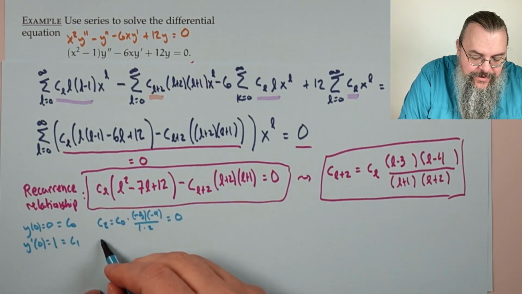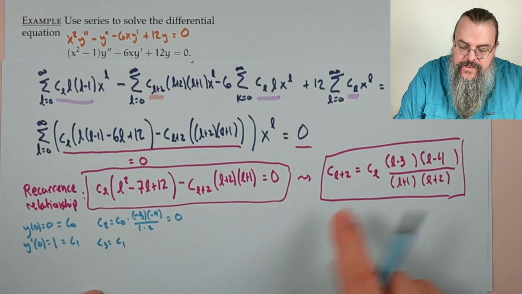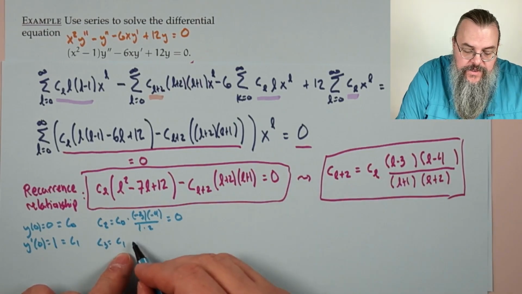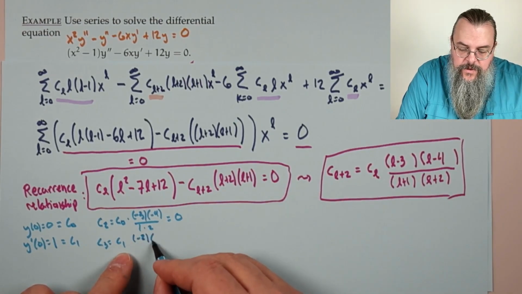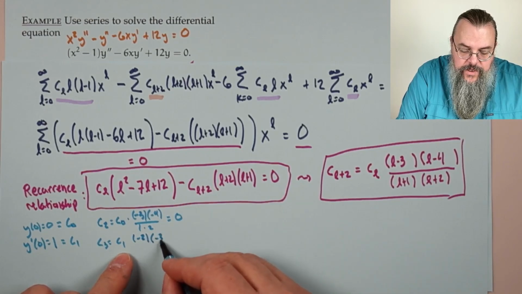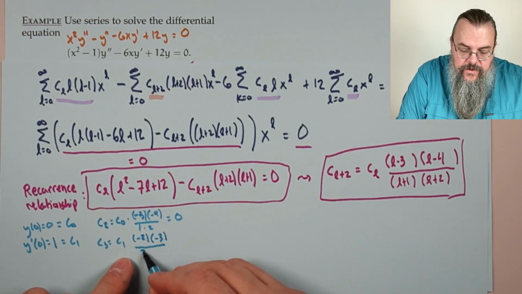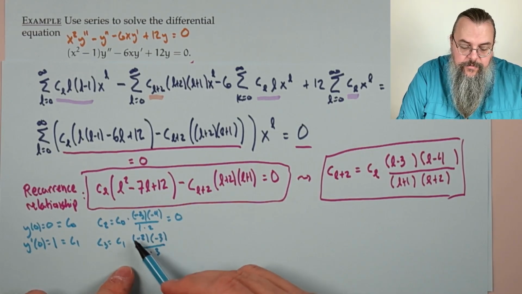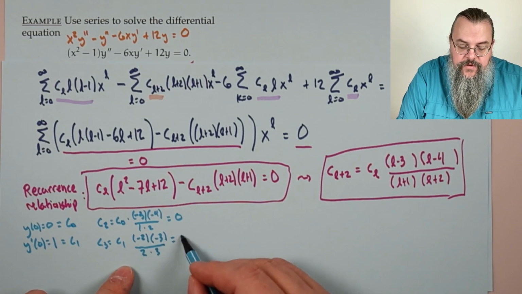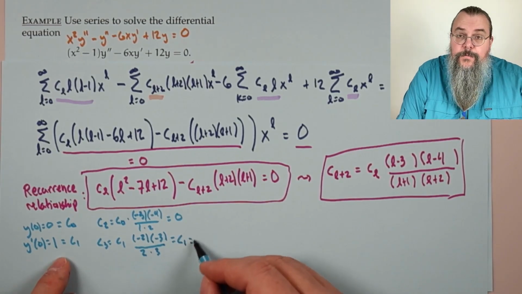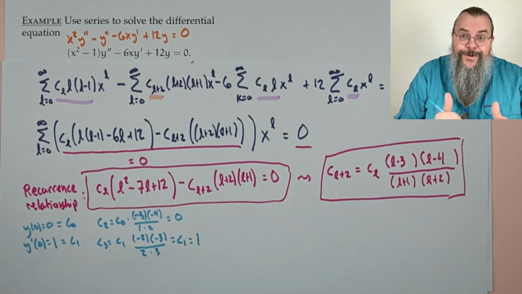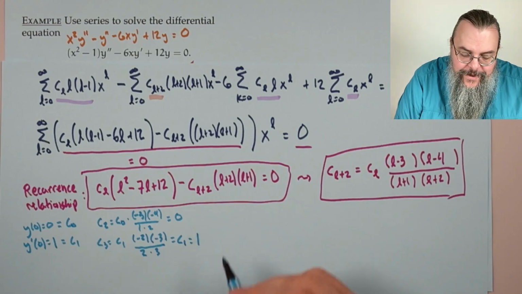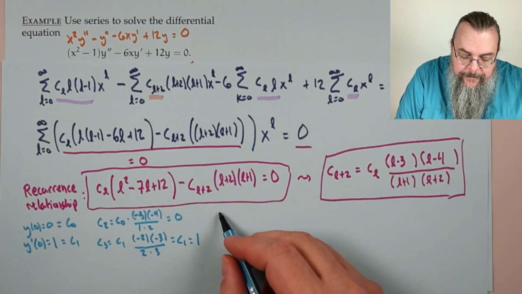All right, what about C3? Well, that's C1. And so now we're thinking L equals 1. So 1 minus 3 is minus 2. 1 minus 4 is minus 3. Downstairs, we're going to get 2 times 3. Well, the 2's cancel, the 3's cancel, the minuses combine, so what we end up with is C1, and that's 1. Cool. All right. Progress.